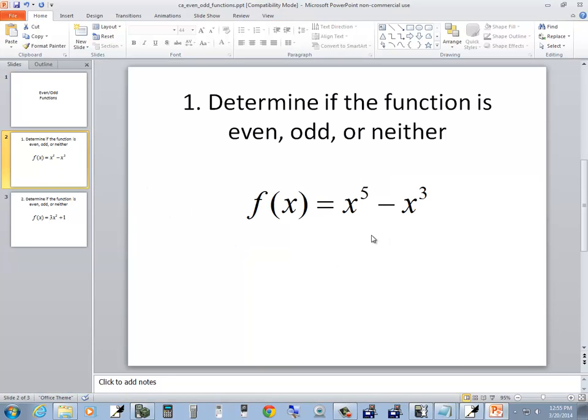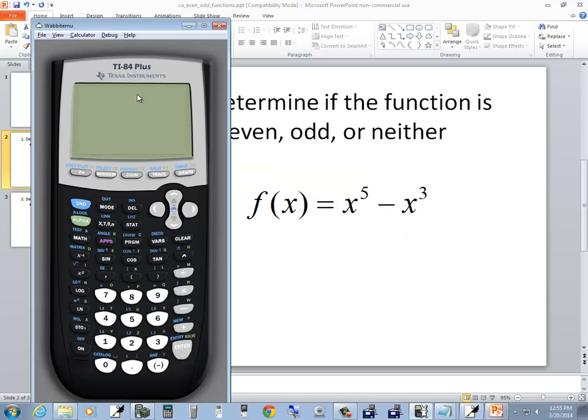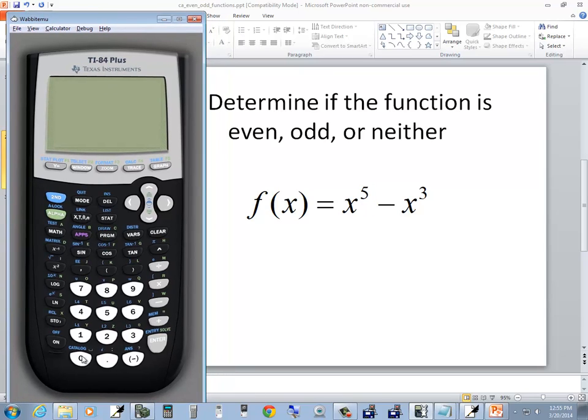Okay, we want to determine if this function is even, odd, or neither. We've got x to the fifth minus x to the third. Well, let's graph it. So I'm going to go to Y equals, clear if you have anything there. Then I'll do my x key, caret 5, minus, and then x caret 3, and press graph.